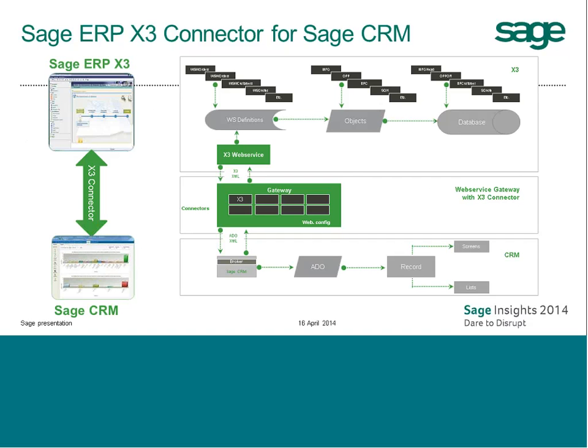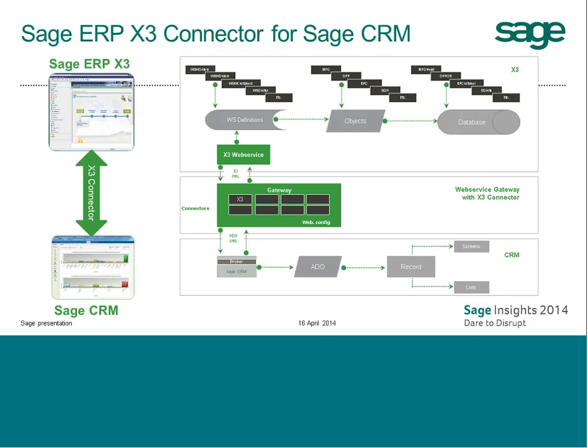Okay, so we're going to dwell on this page quite a bit because this is the essence of really how the whole thing is set up, and it will give you a better idea of what to look for, what to be aware of, and how to maintain the system and diagnose issues as they may or may not occur. So on the left-hand side, we have ERP X3 connecting with Sage CRM using the X3 connector. And in general, that point-to-point connection is illustrated and broken out on the right-hand side to explain how the whole thing hangs together.